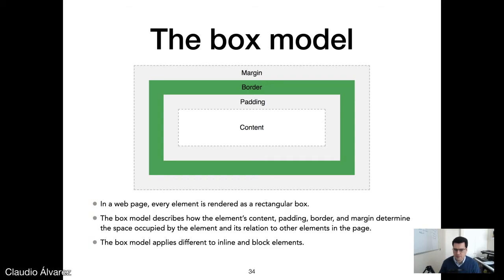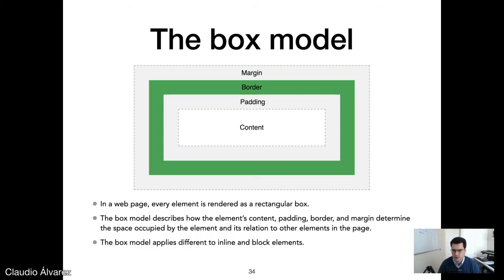So this is the box model I was talking about a minute ago. You see that in a web page, every element is rendered as a rectangular box. There's the content at the center, then you've got the padding. I don't want to call the padding a margin. The padding is the space in between the content and the border. That's what the padding is. And finally, you've got the margin that separates one element from another, right?